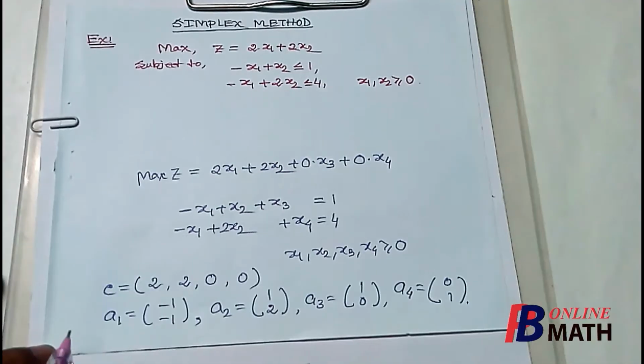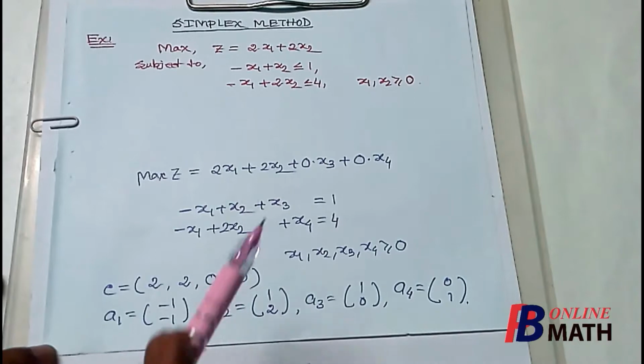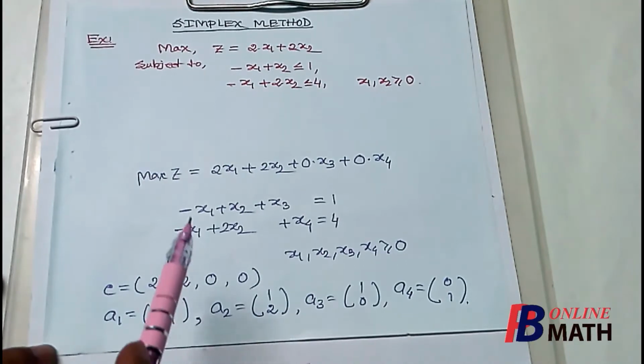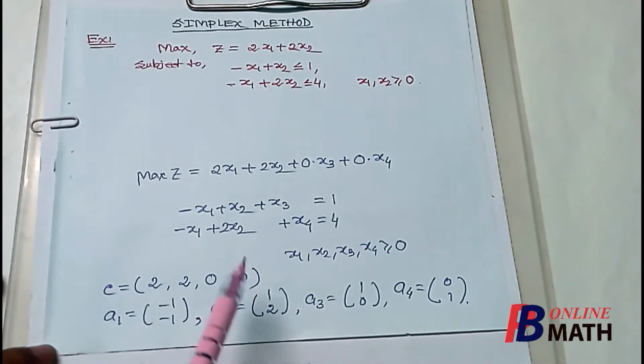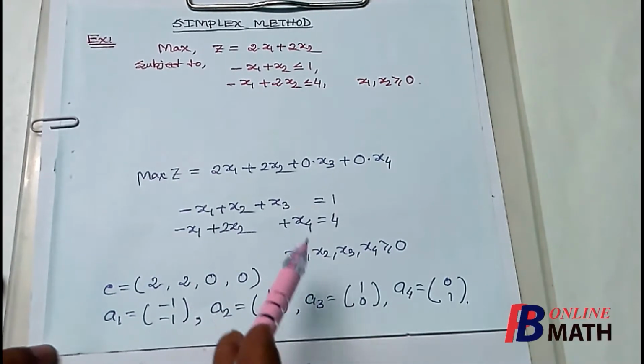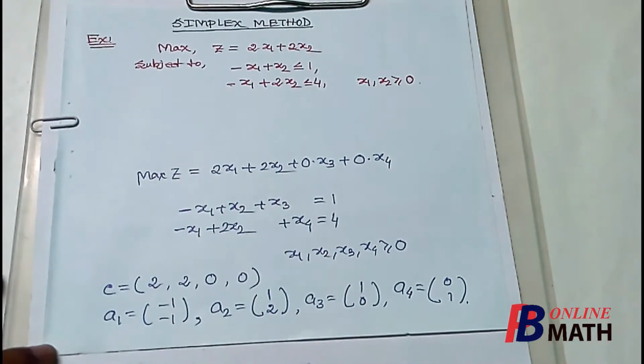So we can write the cost vector as c equal to 2 2 0 0. So this is the cost vector, and these are the coefficient vectors: a1, this is minus 1 minus 1, a2 that will be 1 2, and a3 equal to 1 0 and a4 equal to 0 1. And also this vector 1 4, this is the b vector. So now we start the solution by constructing the simplex table.